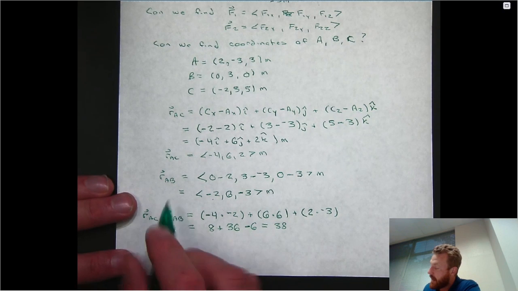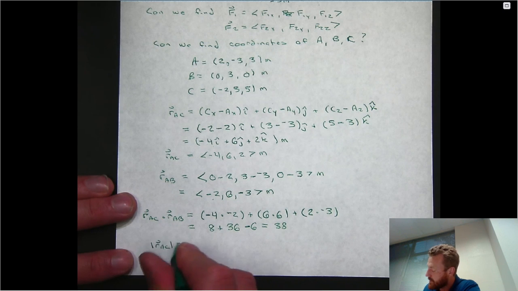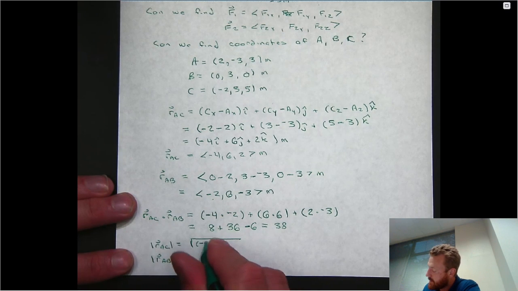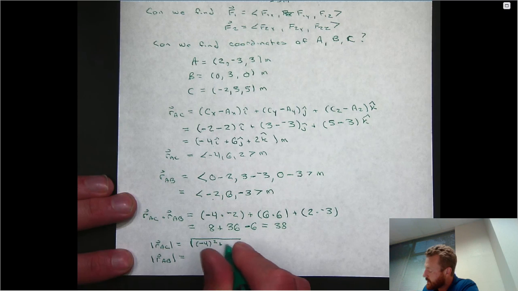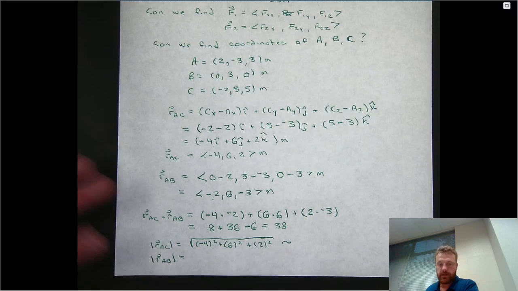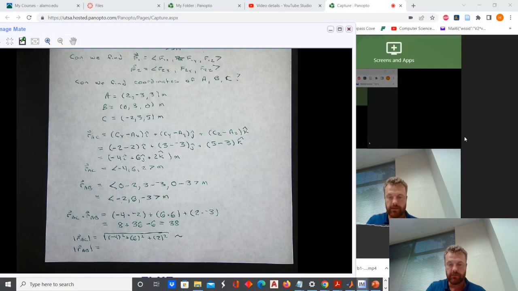And then if I have the dot product over here, now I need the magnitude of both of those vectors. So I'm going to take the magnitude of RAC and the magnitude of RAB. Remember, to get the magnitude of the vector, all that you need to do is take the components, square them, and then take the square root of that result. So I'm going to put that into a calculator real quick.